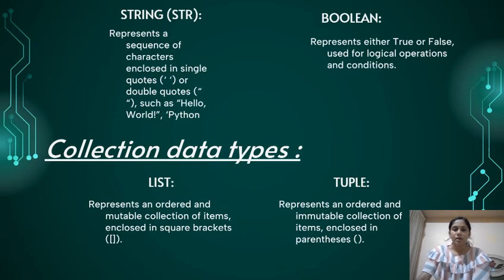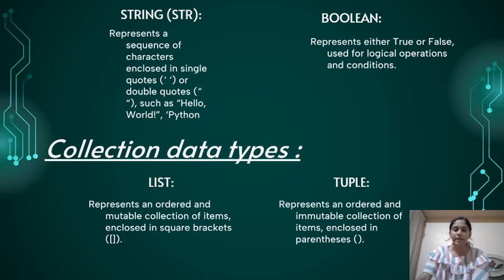String represents a sequence of characters enclosed in single quotes or double quotes. Example, "hello world" enclosed in double quotes and the word 'Python' enclosed in single quotes. Boolean data type represents either true or false, used for logical operations and conditions.